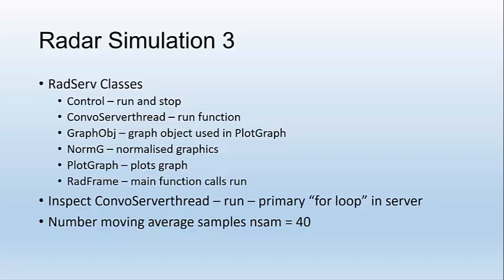This slide shows the radar server classes, and the most important code to look at is the run function. There's normalized graphics, a plot graph, a graph object, a control object, and the main frame. There are 40 samples in the moving average filter.